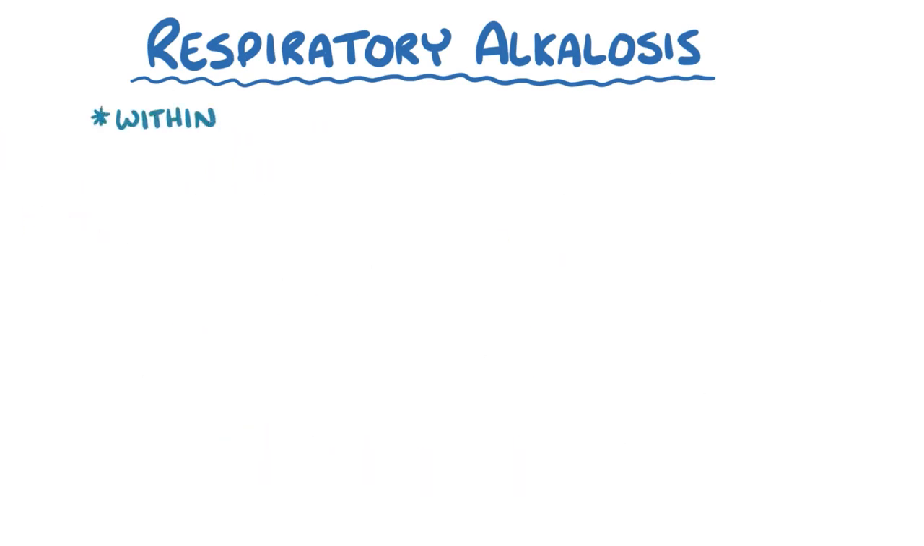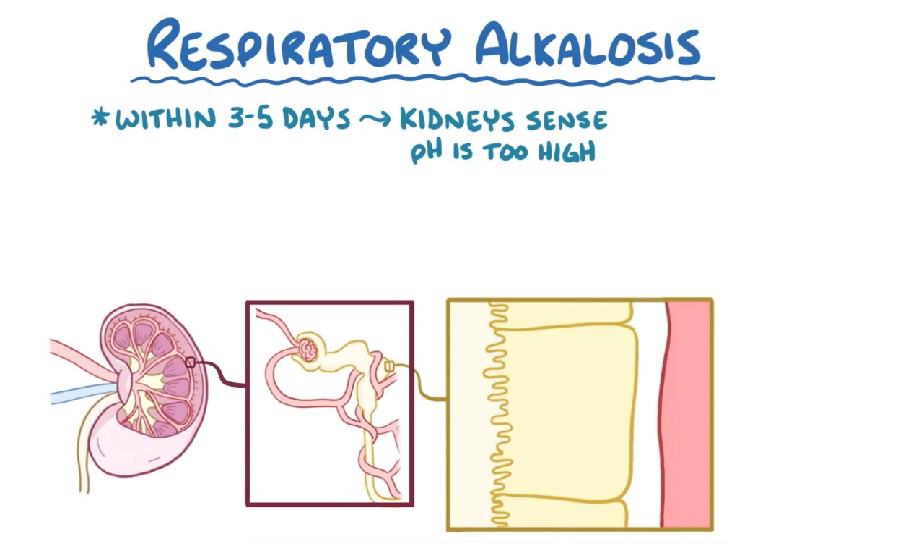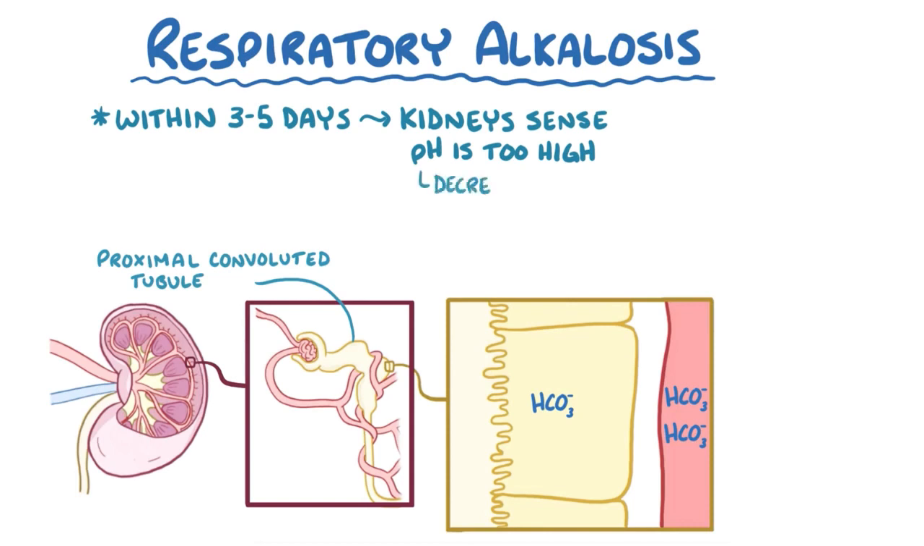Fortunately, within about 3 to 5 days, kidneys start sensing that pH is too high and step up to help correct the imbalance. More specifically, the major way they do this is making the cells of the proximal convoluted tubule start excreting more bicarbonate. In fact, the kidneys are pretty effective in doing this, since they manage to decrease the concentration of bicarbonate about 4 to 5 milliequivalents per liter for each 10 millimeters of mercury decrease in PCO2.